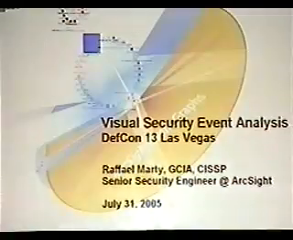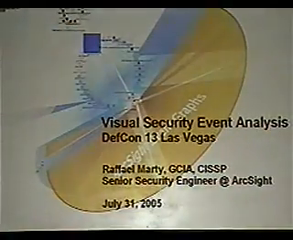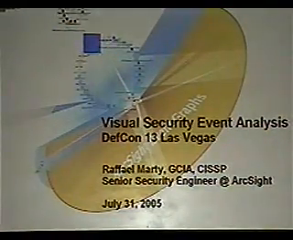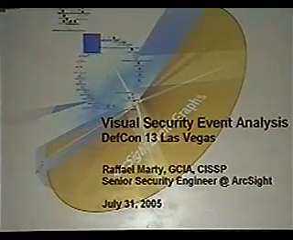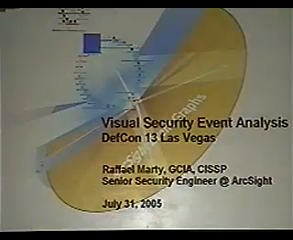So let's finally talk about visual security event analysis. Okay, I need to take this out here. What I'm going to talk about is how you analyze log files or events that you have in a visual manner.